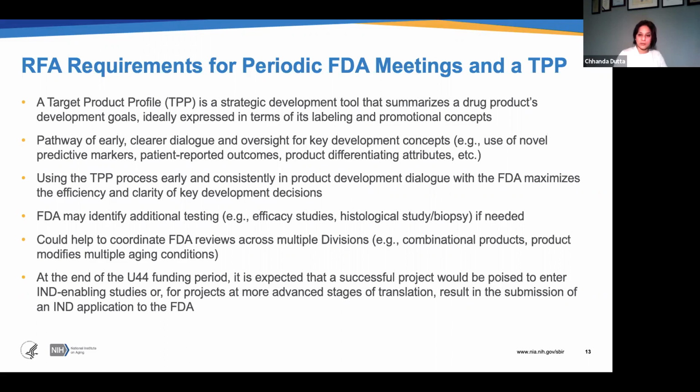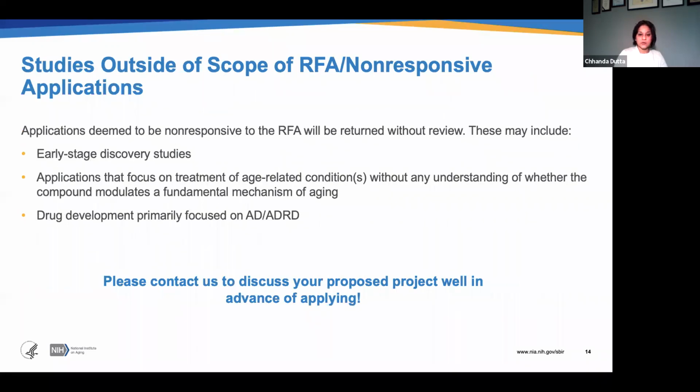Regardless of where you start in the preclinical drug development process for this U44 RFA, we expect that successful applications would, for example, be either poised at the end of the funding period to start their IND-enabling studies, or if you're at more advanced stages of translation, you will probably be poised to actually submit the IND application. And this might be the case, especially for drugs that are being repurposed. Next slide, please. Studies outside of scope of RFA are non-responsive applications.